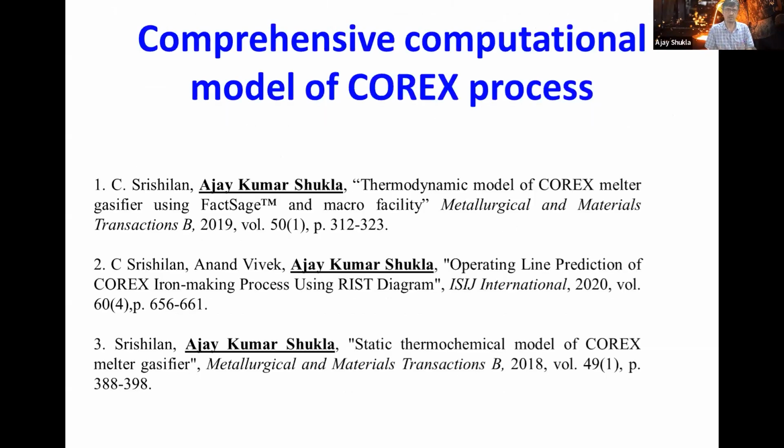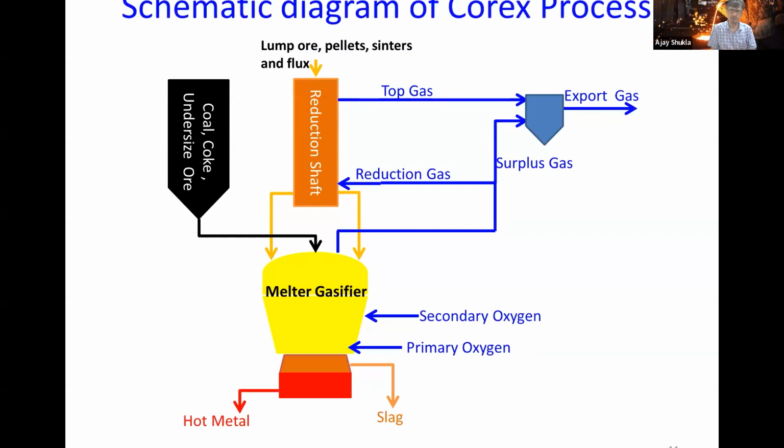First I'm going to talk about the comprehensive model of the Corex process reactor. One of my students, Mr. Srinivasan, worked on it a few years back, and now he's a faculty at another IIT. If you look at the Corex process, it's a combination of two reactors. One is the melter gasifier, and on top of it there's a reduction shaft. In the reduction shaft, lump iron ore, pellets, and sinter, along with the flux, are charged. Pre-reduction occurs by the reducing gases coming from the melter gasifier, and then the pre-reduced material goes into the melter gasifier, where primary oxygen and secondary oxygen are supplied. The coal or coke is directly charged into the melter gasifier.